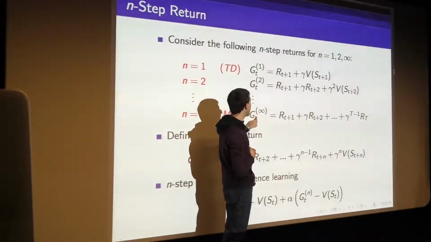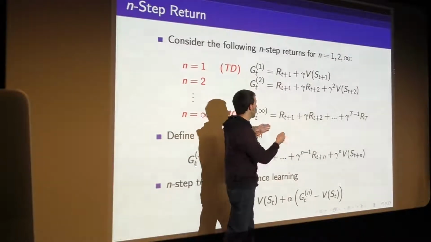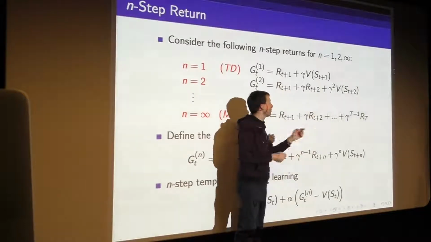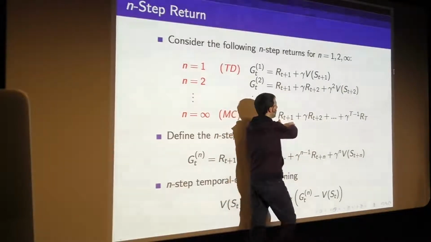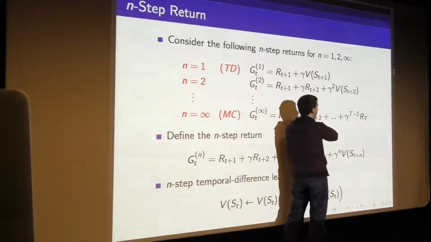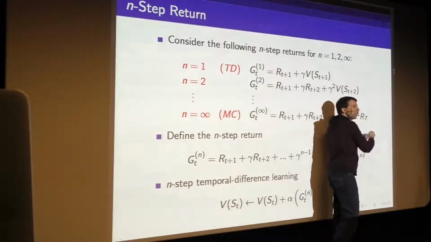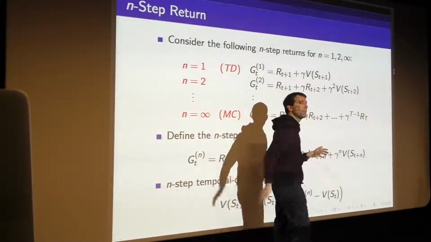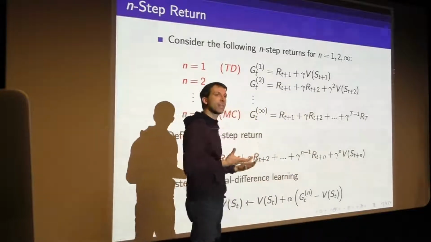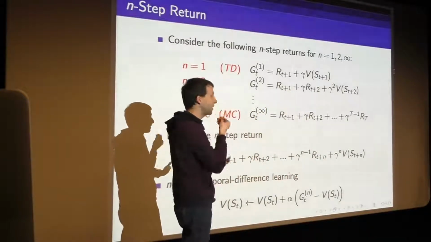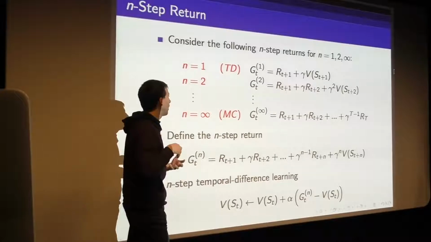The reason we get to Monte Carlo is because G infinity, we use all the steps of the real environment. We look at our real reward plus our discounted real reward at the next step, all the way until the end of the episode. We're just looking at the real rewards of what actually happened in that trajectory. And that's exactly what Monte Carlo does. It looks at these real quantities and it uses those as our targets.